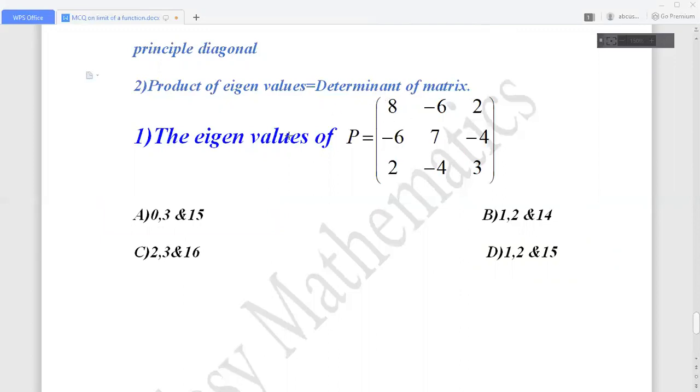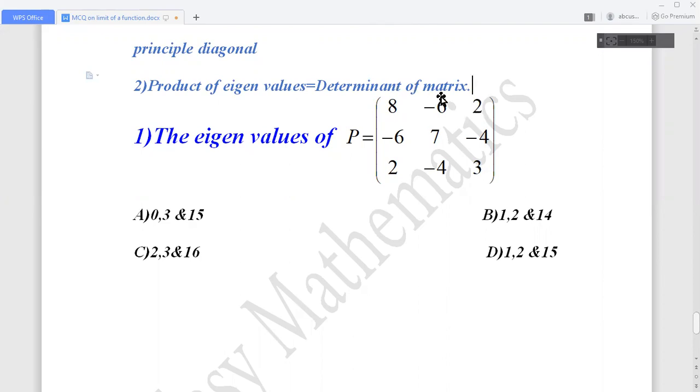Let me just find the determinant. I'm using the expanding method. Let me expand along the first row to find the determinant. Okay, let me type here, determinant. The first element is this 8, and we have to take the signs as plus, minus, plus. I'm going to expand along this first row: plus, minus, plus.